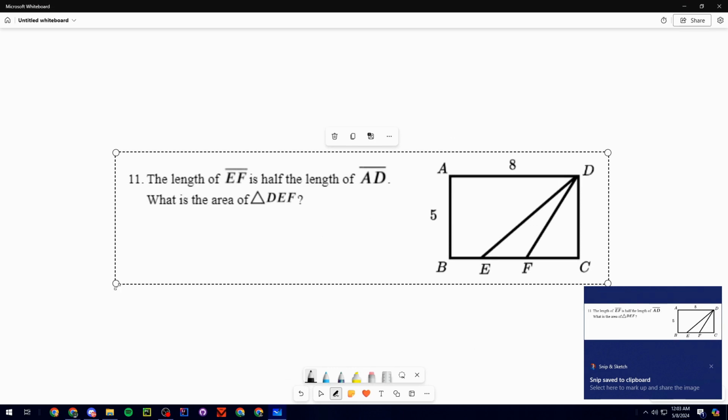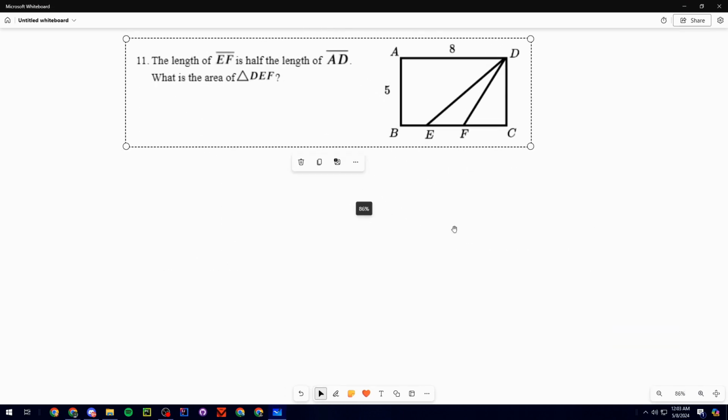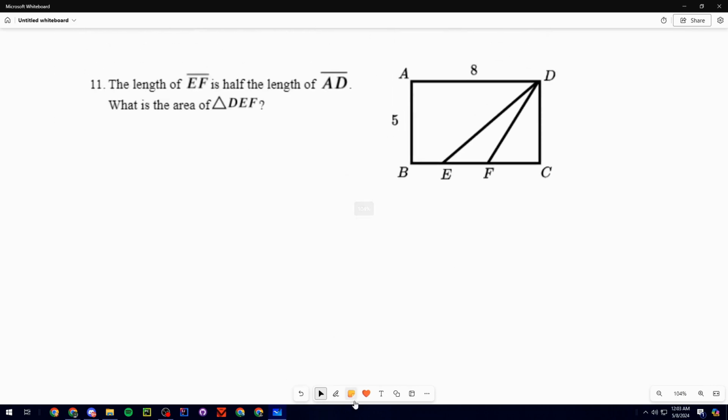So, problem 11. It's a nice geometry one. EF is half the length of AD. So what is AD? AD is 8. EF is half of that, so we have 4. Now what is DEF? Well, for this problem, I'm going to zoom in a bit more. Actually, it's fine. So yeah, you have 4.